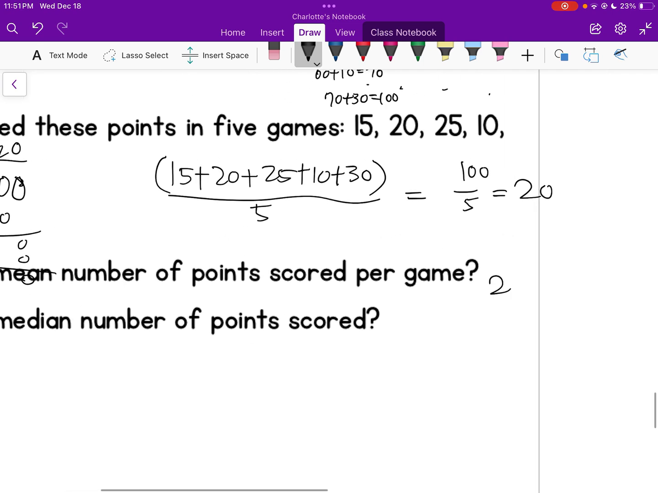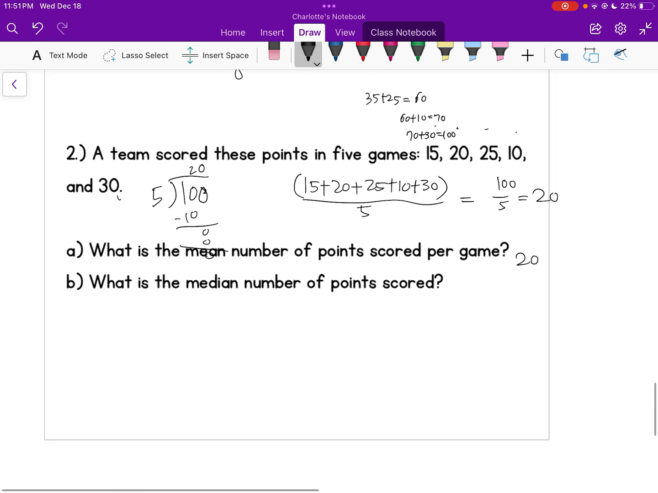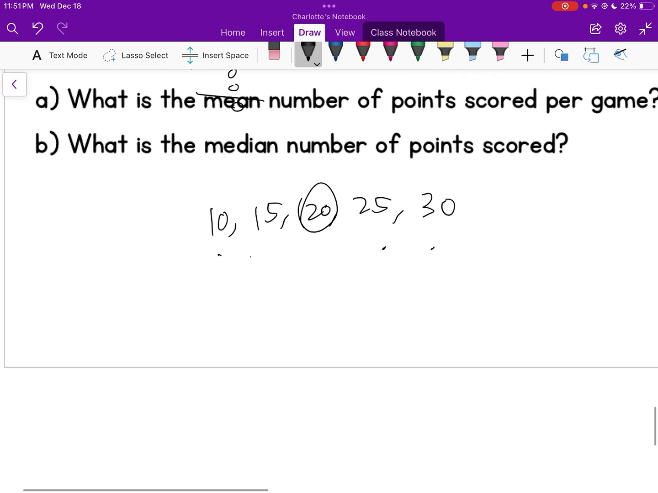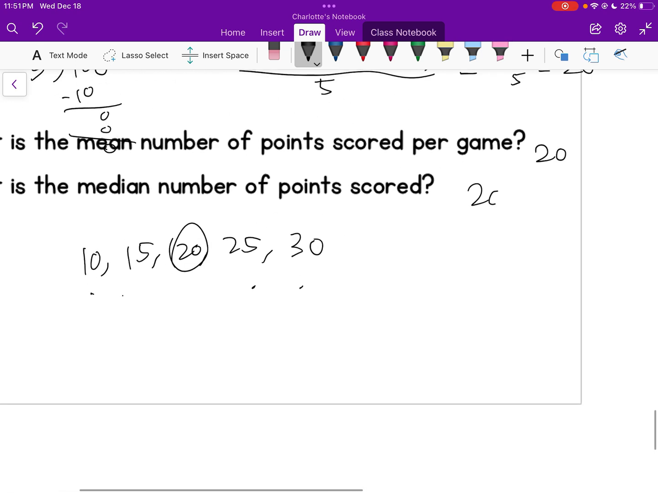So 20 is the mean, and for the median we'll rewrite the numbers in order: 10, 15, 20, 25, 30. The median is the middle number, as I told you. In this case, there are only 5 numbers, and there's an equal amount of numbers on both the left side and the right side. So 20 is the middle number. So 20 is also the median.